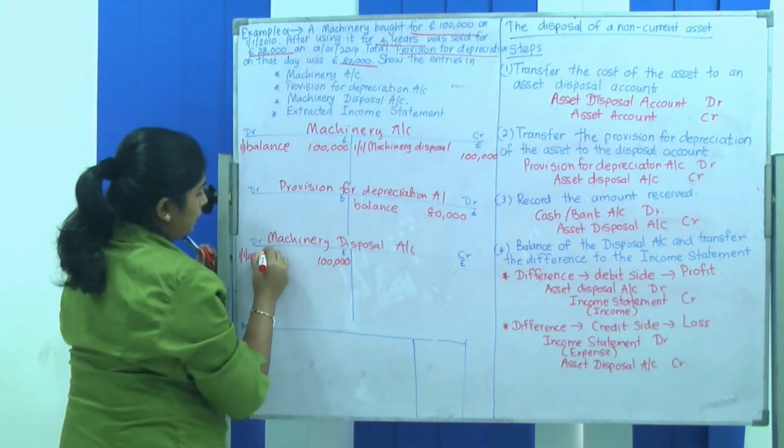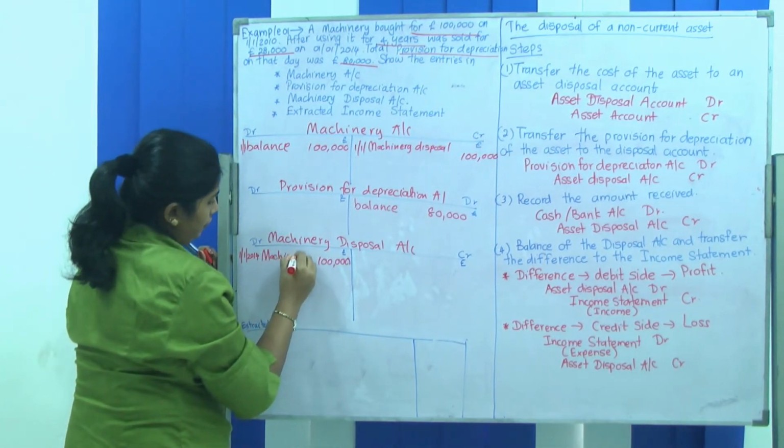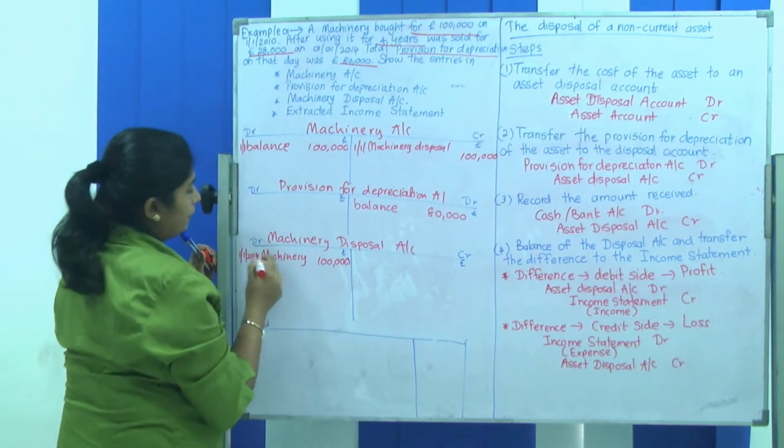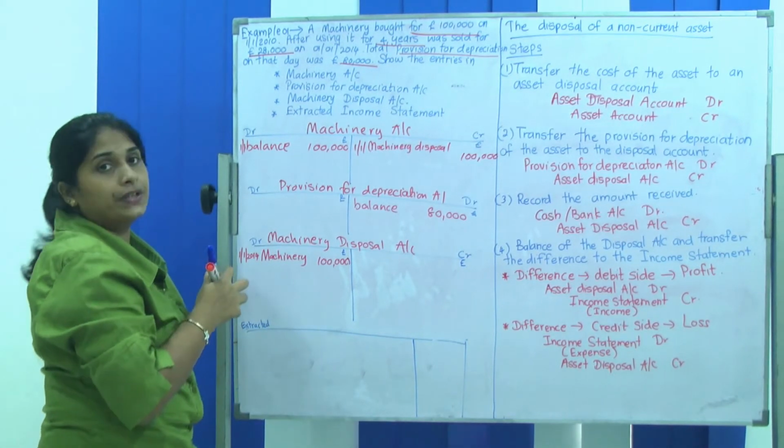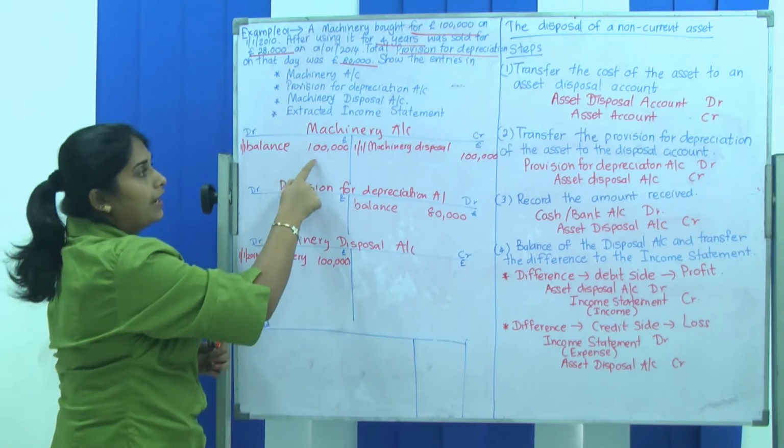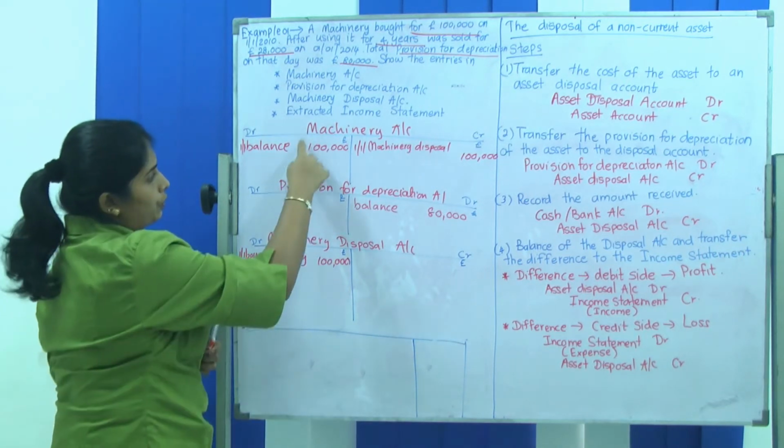In the machinery disposal account you can write machinery. Okay, so the first step was to transfer the cost of the asset. So it's there in the machinery account debit side. So you have to cancel it.